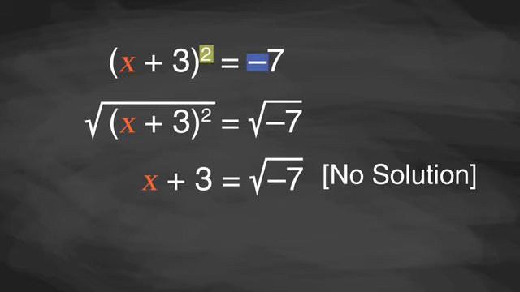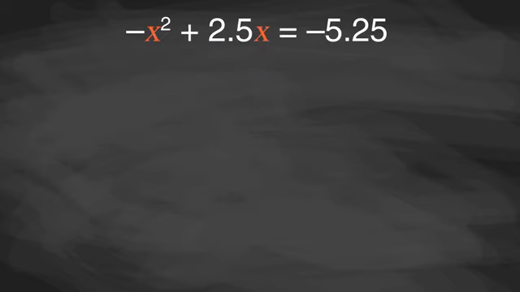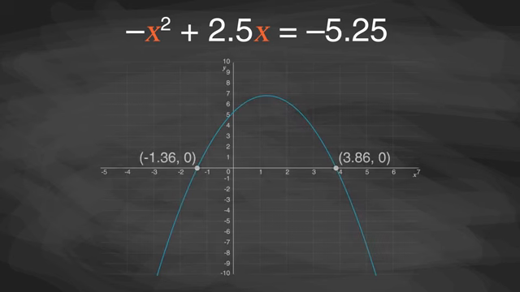A clue on this equation is there is a square quantity on the left side and a negative quantity on the right. Last one. How can we solve negative x squared plus 2 and 5/10 times x equals negative 5 and 25/100? Because of the decimals in the equation, the most effective strategy will be to solve by graphing.